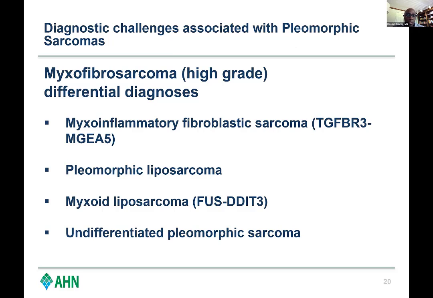The differential diagnoses include myxoinflammatory fibroblastic sarcoma, pleomorphic liposarcoma, myxoid liposarcoma, and undifferentiated pleomorphic sarcoma. I'm not going to touch on pleomorphic liposarcoma and undifferentiated pleomorphic sarcoma right now because I'll discuss them later on. Myxoinflammatory fibroblastic sarcomas are tumors of intermediate malignant potential, usually arising in the extremity. They are characterized also by multinodular architecture and large atypical cells that have Reed-Sternberg or Vero-like vesicular nuclei. Fortunately, they are characterized by a specific genetic translocation, and there are FISH tests that target those translocations.